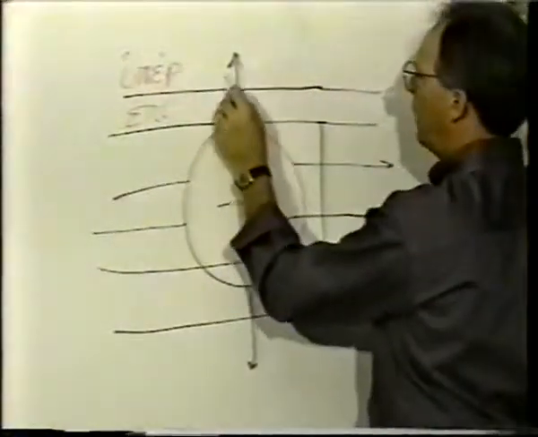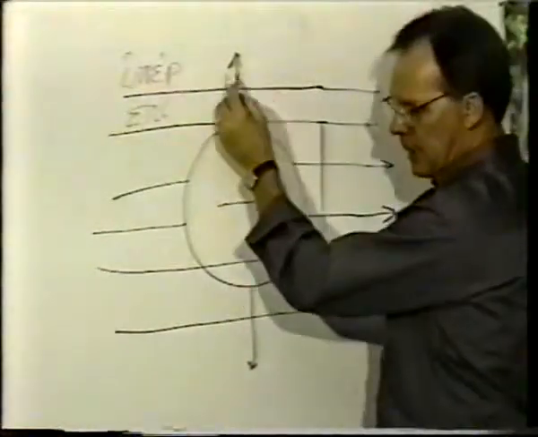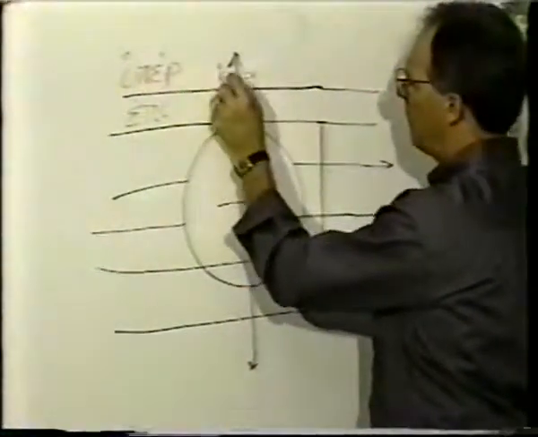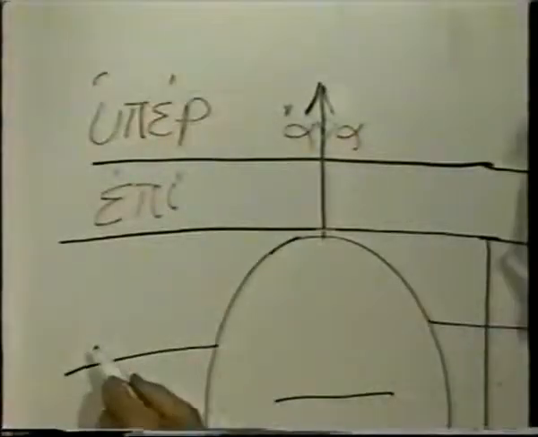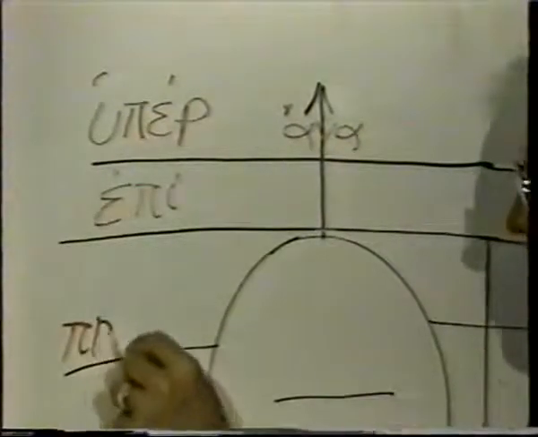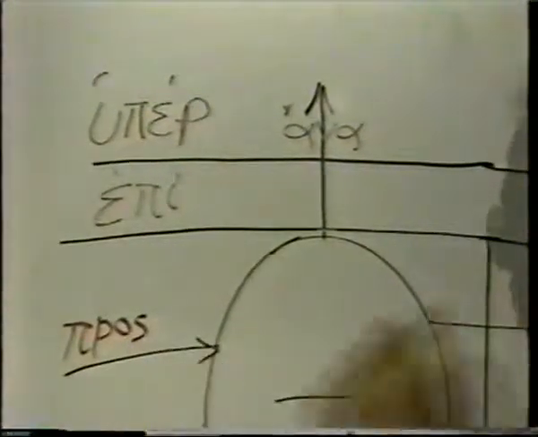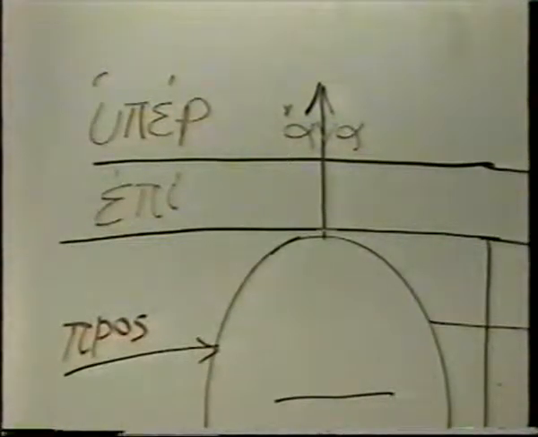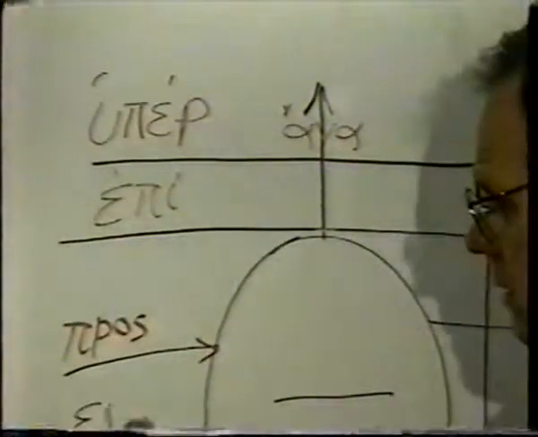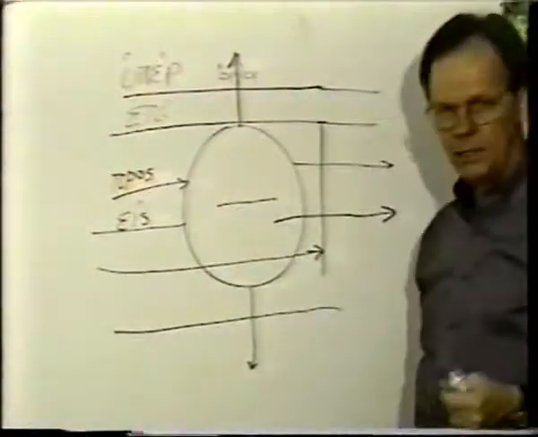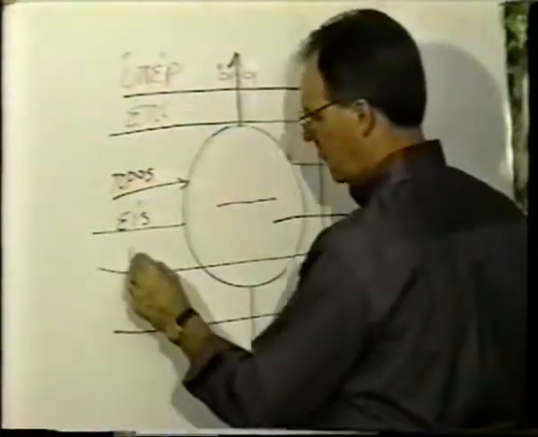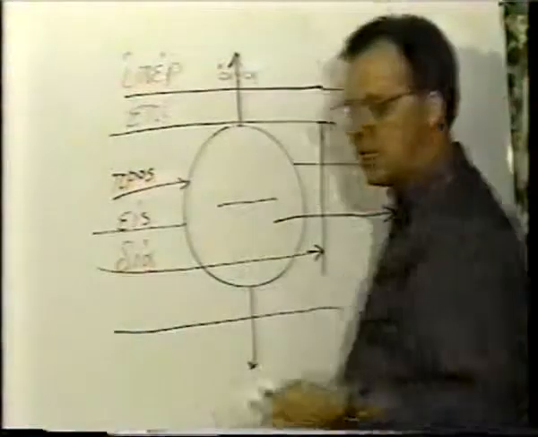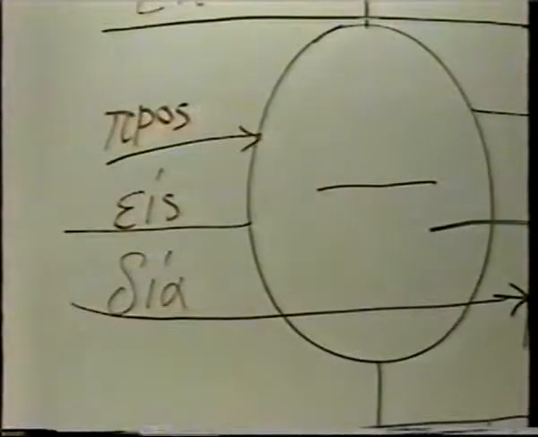Here, the one pointing up is ana, which means above. Okay, we come here to this line, and we have pros. Pros, which means toward. The next line is eis, which means to, at, in. This line is dia, which means basically for and by.